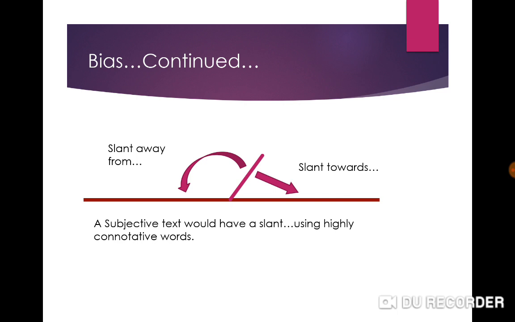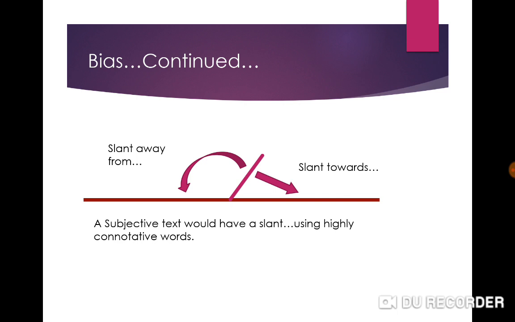So conversely, let's say I was very much pro-life, then I would be towards the baby, or towards feeling like a fetus is a baby, but I would be slanted away from those reproductive rights, okay? And so it's all about that slant of the line. This helps give you a visual on that. If the line is slanted, then you can see we're going to be using very connotative word choices because we're towards something and we're against something, okay?